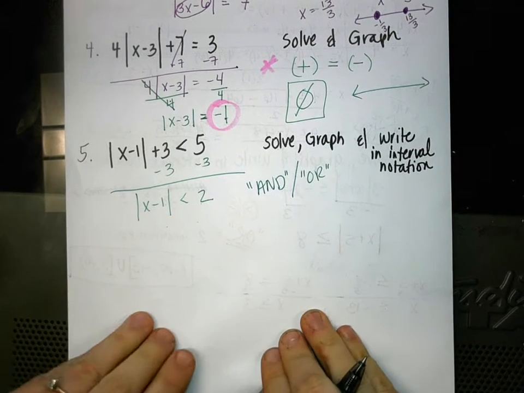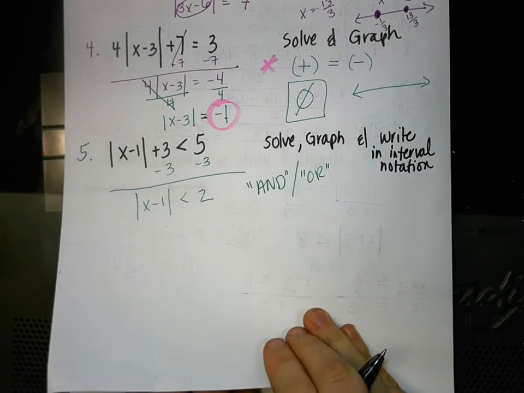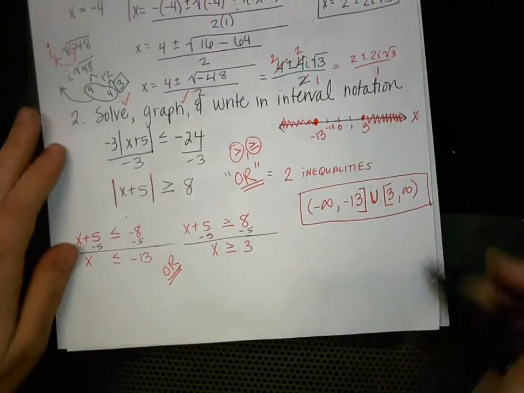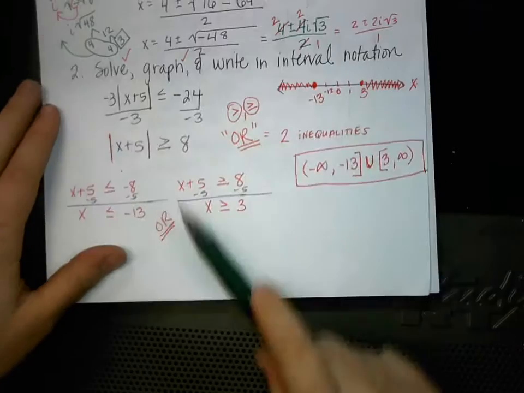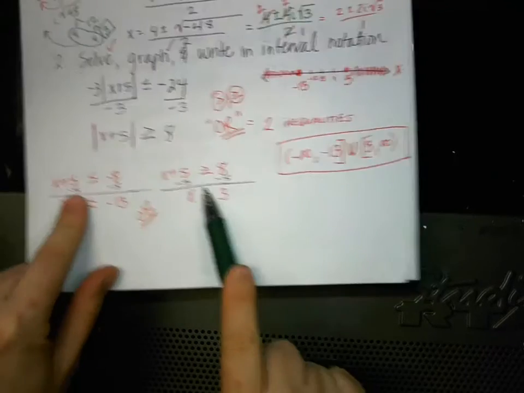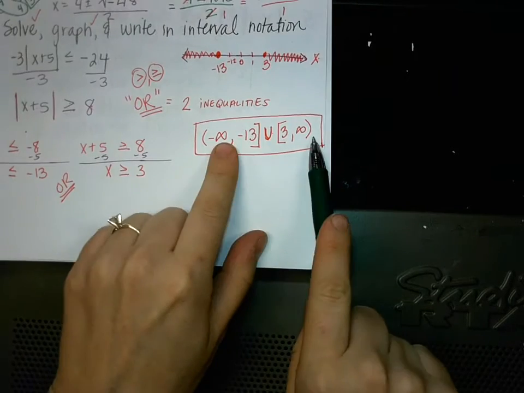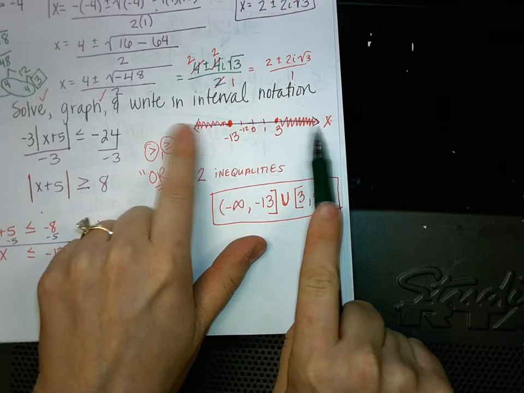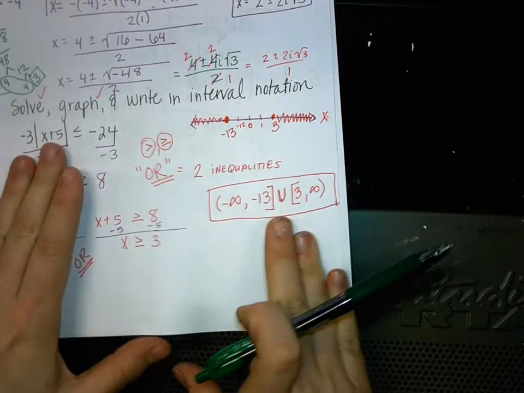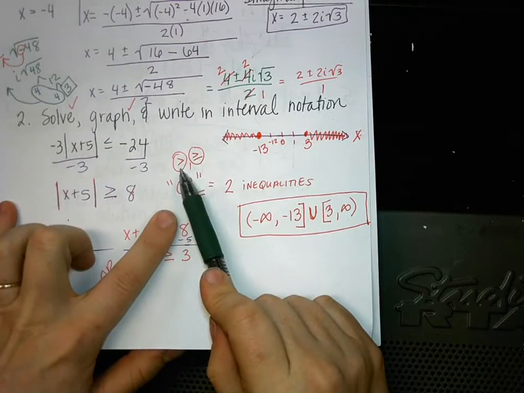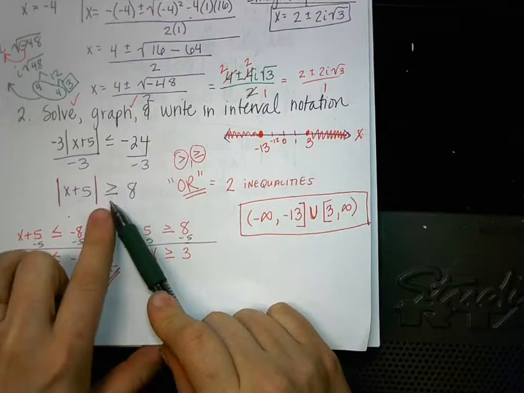Remembering back at number 2, OR problems mean we split it into 2 pieces because my intervals will split into 2 pieces and my shading will split into 2 pieces. That happens with greater than or equal to problems.